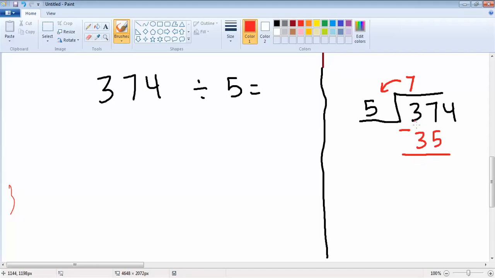Don't start from the left side. It's subtraction. You have to start from the right side. 7 minus 5 is 2. 3 minus 3 is 0. Or you can count after 35 to get 37.